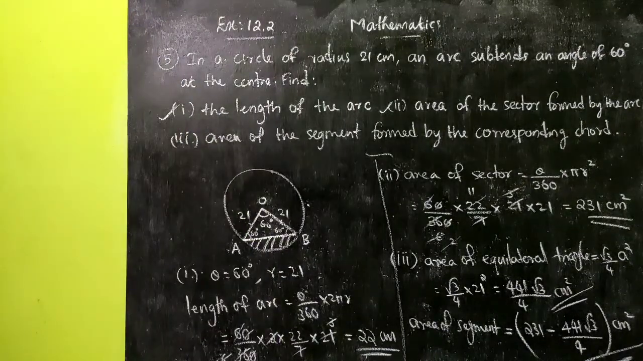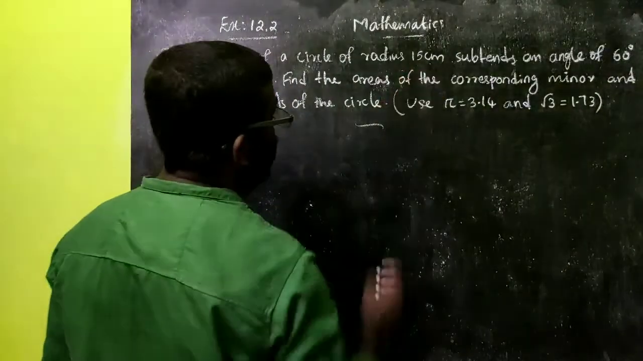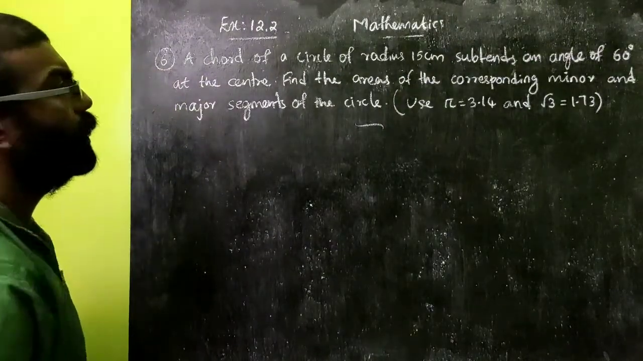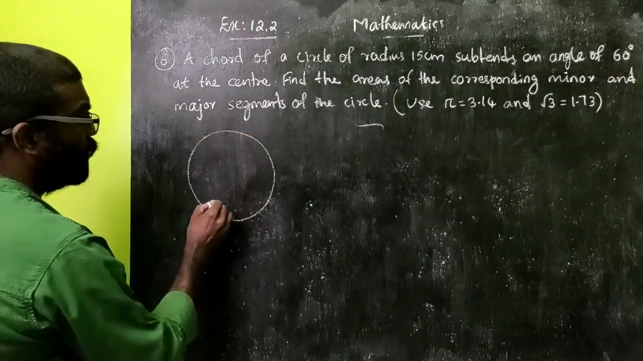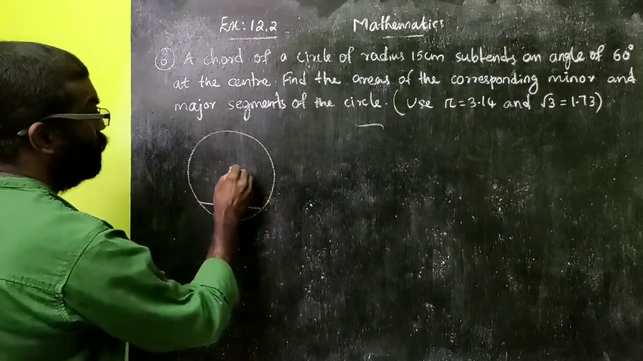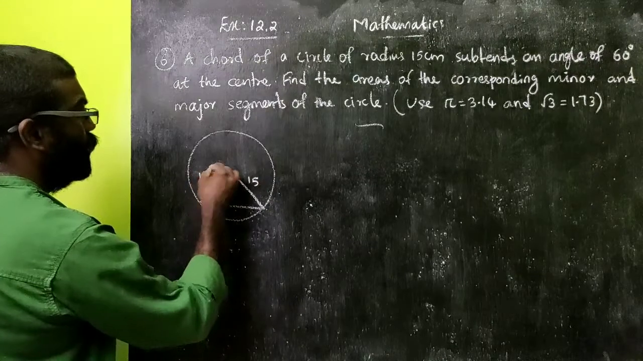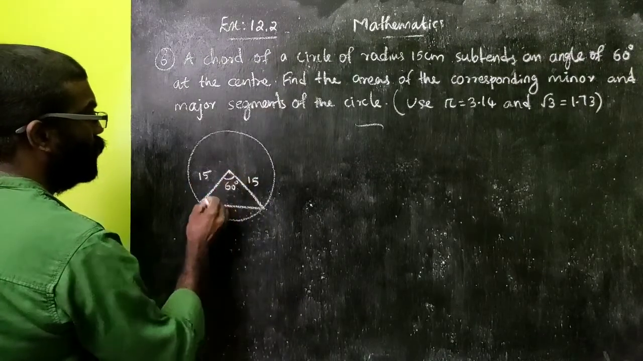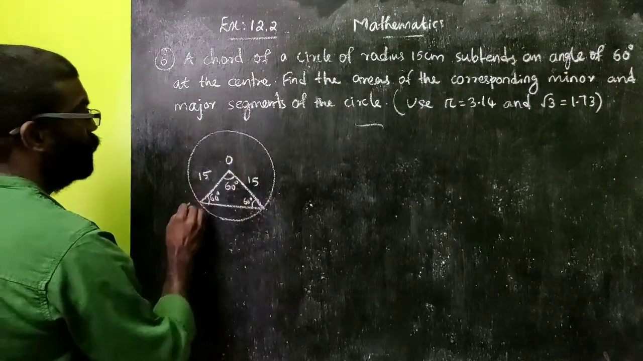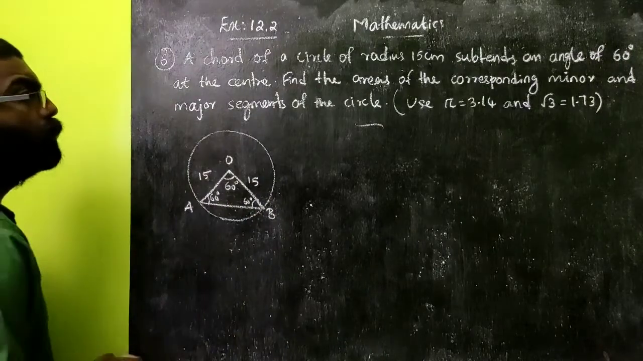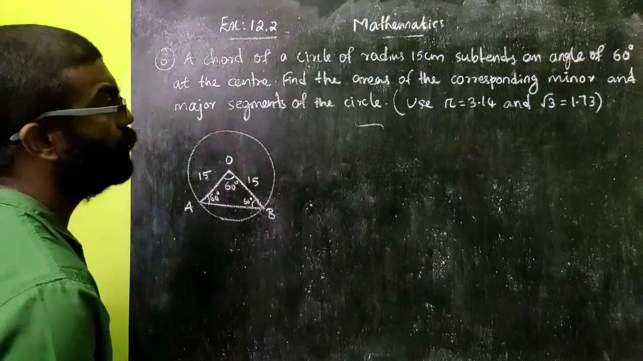Okay. Now we move on to question number 6. A chord of a circle of radius 15 centimeter subtends an angle of 60 degree at the center. Okay. So a chord of a circle of radius 15 centimeter subtends 60 degree. So as in the previous question, here also this will be an equilateral triangle. Find the areas of the corresponding minor and major segments of the circle.